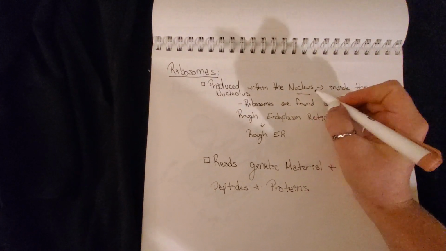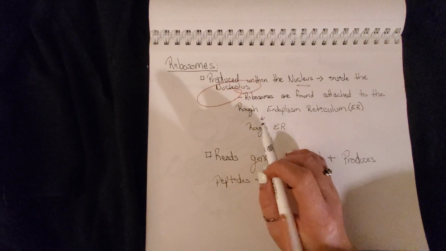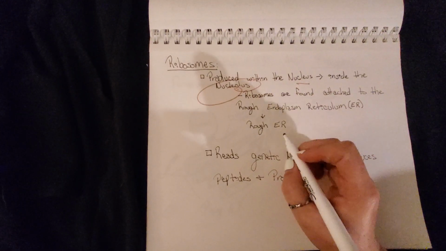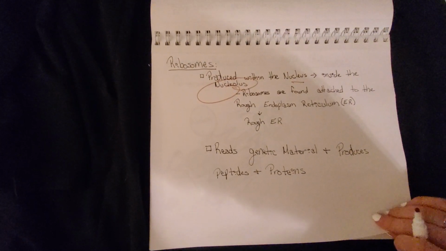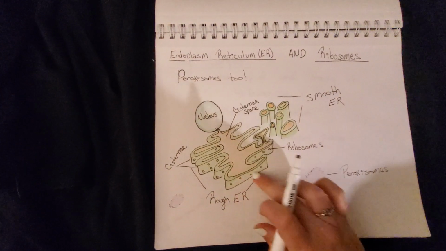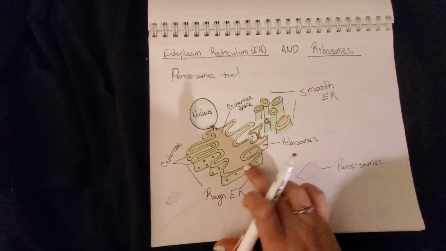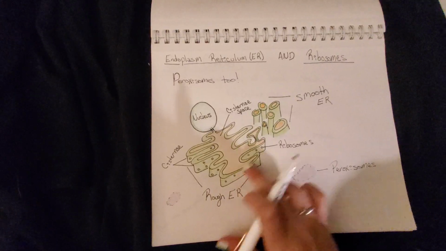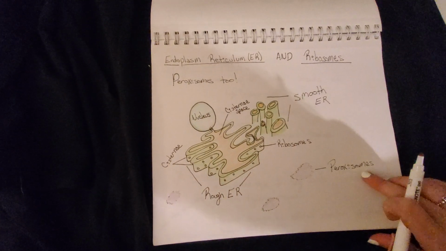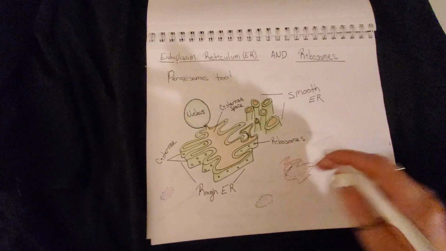All right, ribosomes are produced within the nucleus, more specifically the nucleolus. Ribosomes are attached to the rough ER, which we just talked about, read genetic material, and produce peptides and proteins. So here we've got the nucleus, the rough ER, the ribosomes that are attached to the rough ER, because again, that's why it's called rough ER. Then we've got the smooth ER and the peroxisomes trying to clean, kind of like little loofahs.